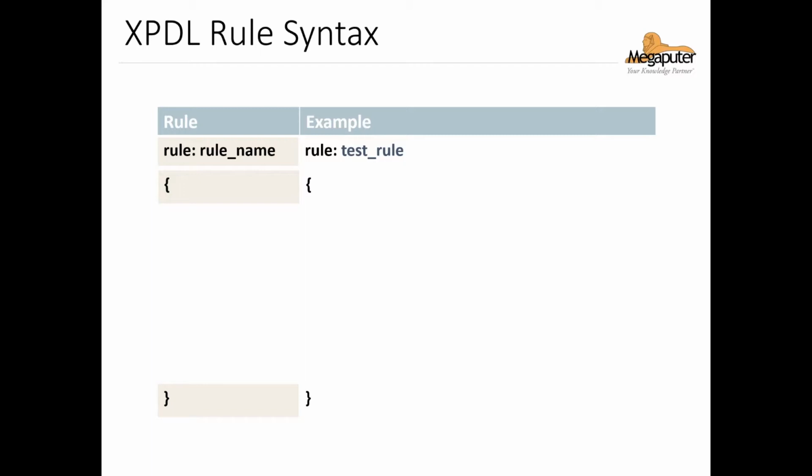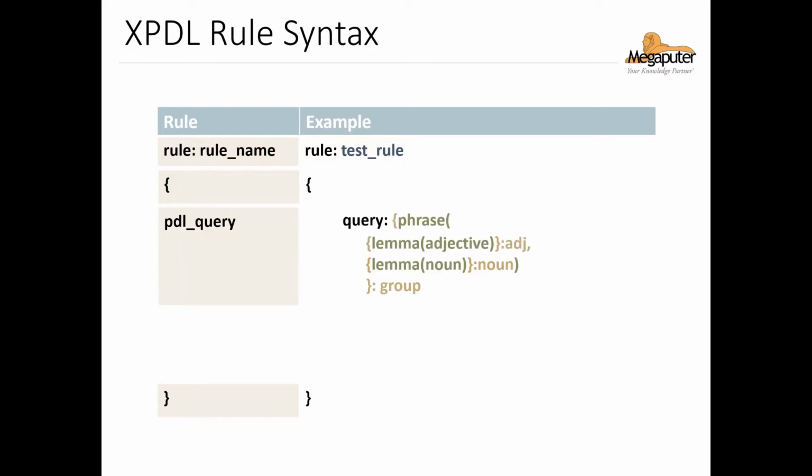Next, we'd like to provide a query to look for. So we can just use the PDL that we already know. To do so, we'll type query colon, and then we can type in a full PDL query. And in this case, we've actually gone ahead and applied some named groups to this PDL. So we have the entire phrase called group, the adjective called adjective, and the noun called noun. Now we have our PDL query established.